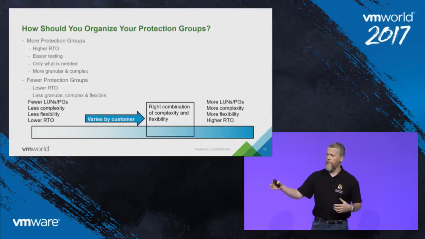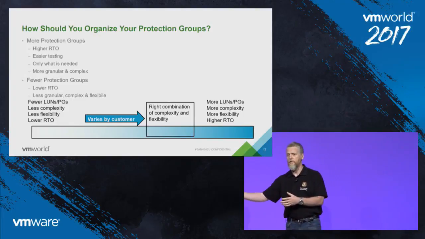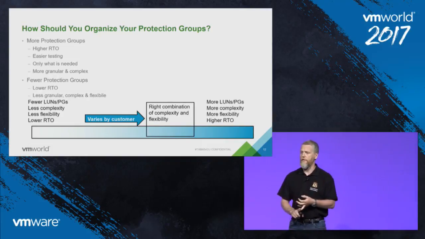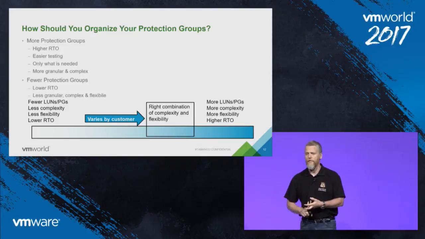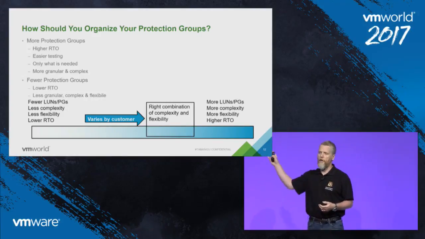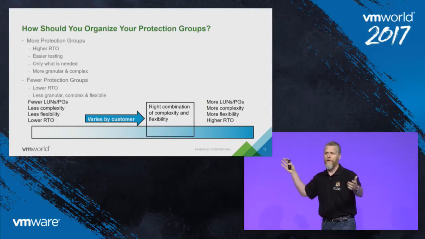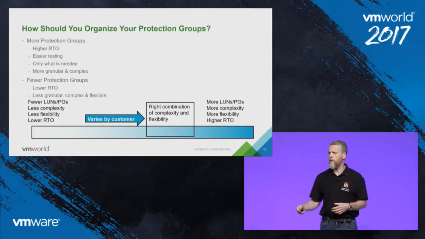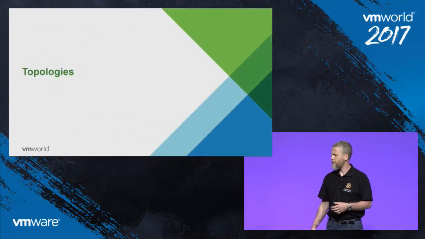If you go down the road of fewer protection groups, it's less complicated. Your RTO is going to be a little bit faster, but you don't have that flexibility. When I want to test one particular application or fail over one particular application, I may or may not have that capability. So the right answer for you is going to be somewhere in the middle, or it could be on either end. It really just depends. Take a look at what makes sense for you and what makes sense for your business.